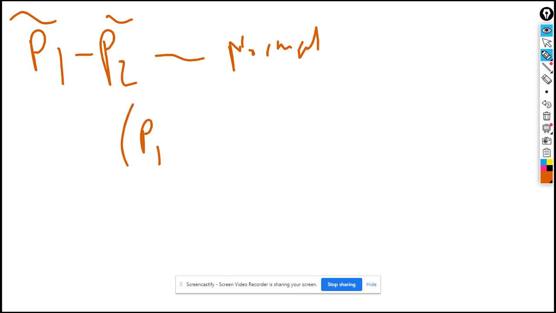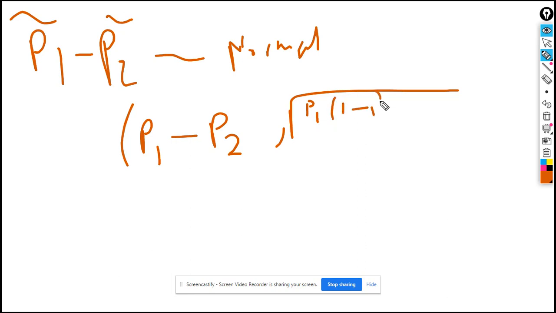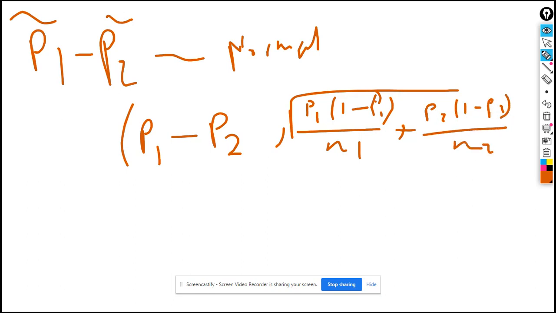So the proportion 1 minus proportion 2 is normal, with mean P1 minus P2, the probability for 1 minus probability for 2, and standard deviation the square root of P1 times 1 minus P1 divided by N1 plus P2 times 1 minus P2 divided by N2.